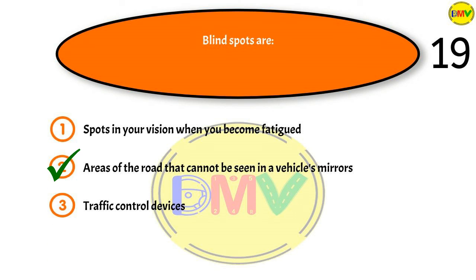The correct answer is 2. When changing lanes, look over your shoulder in the direction you plan to move. Check for obstructions near the rear corners of your vehicle. These areas are called blind spots because you cannot see them by using your mirrors.